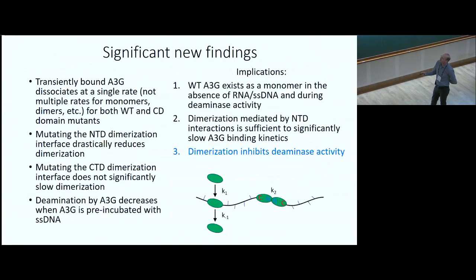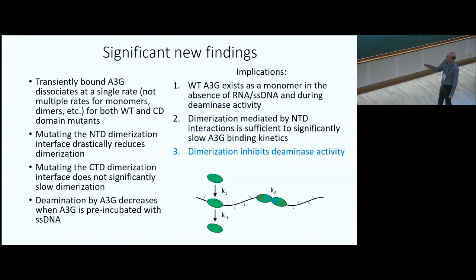Our findings from this are, first of all, transiently bound A3G dissociates at a single rate, so we know that it must be a monomer. Mutating the C-terminal dimerization does not significantly slow the dimerization, so the C-terminus isn't playing as big of a role, but obviously it's needed for those big oligomers to form. And also that deamination by A3G decreases when it's pre-incubated with single-stranded DNA. So this means that wild-type A3G exists as a monomer in the absence of DNA and during deaminase activity. So when it's scanning the DNA, it's scanning as a monomer. That was a controversy in the field.